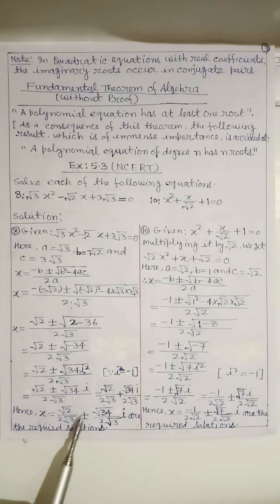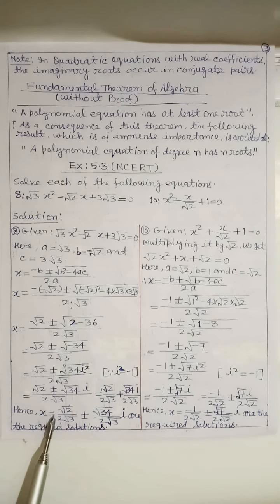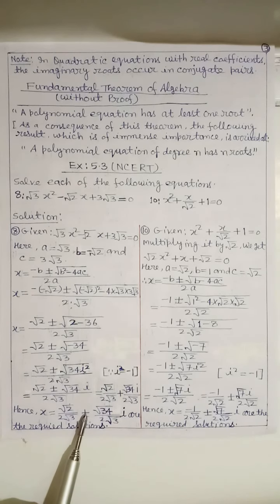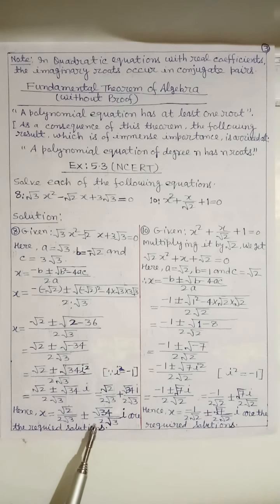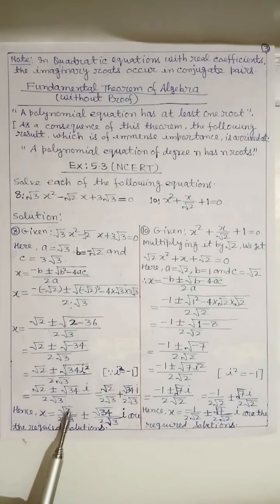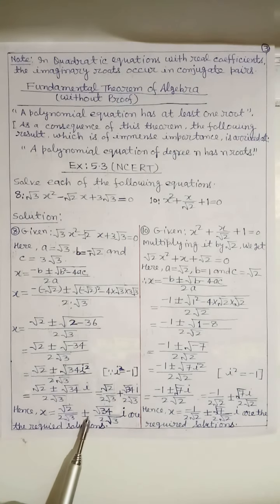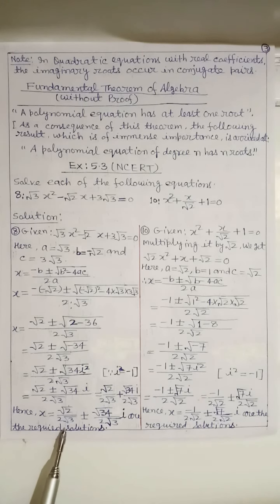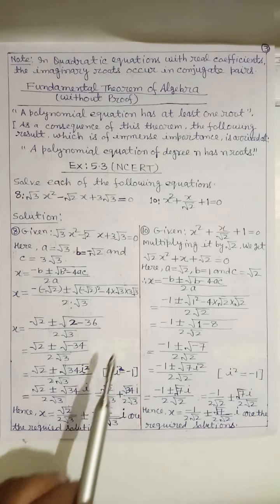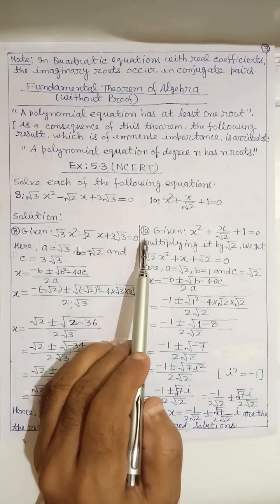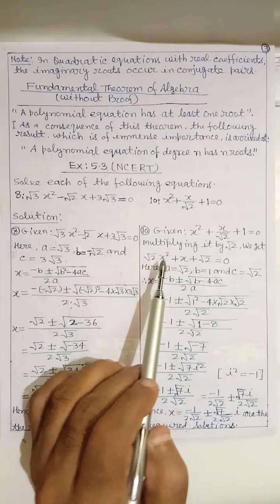And this is the required solution, that is, x is equal to root 2 by 2 root 3 plus root 34 by 2 root 3 i, and x is equal to root 2 by 2 root 3 minus root 34 by 2 root 3 i are the required solutions. Dear students, similarly we can solve question number 10 also.